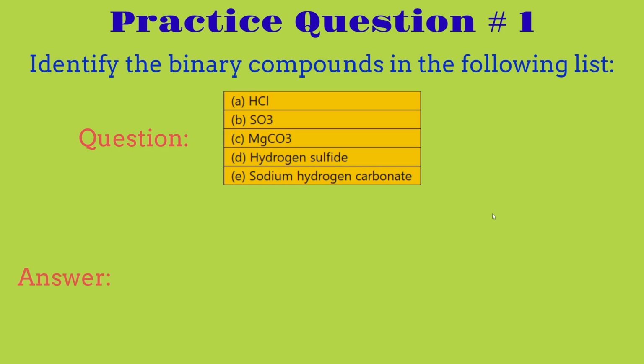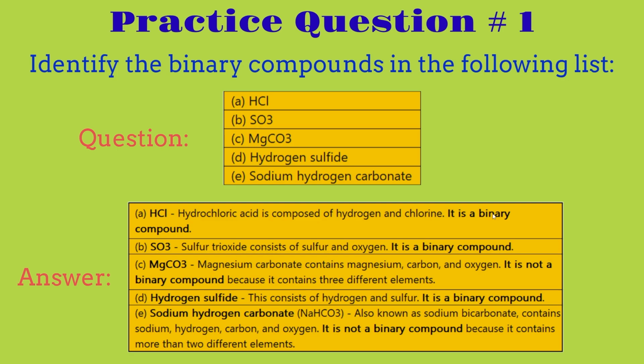So if I pop out the answer here, we can see that the first one, HCl, is a binary compound. The second one is also a binary compound. The third one is not a binary compound. The fourth one is a binary compound. And finally, the last one is not a binary compound. So this is our first practice question, and let's move on to the next one now.